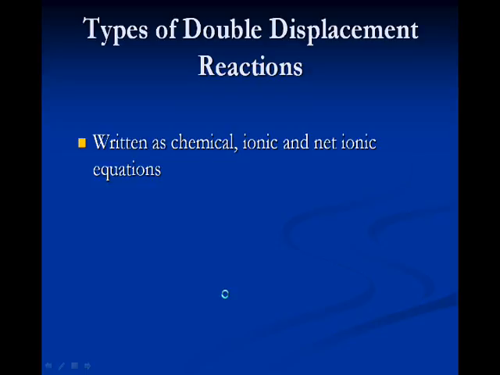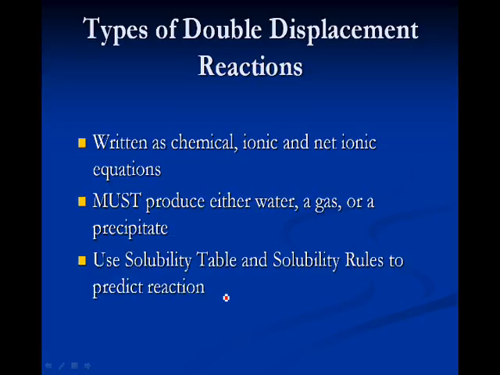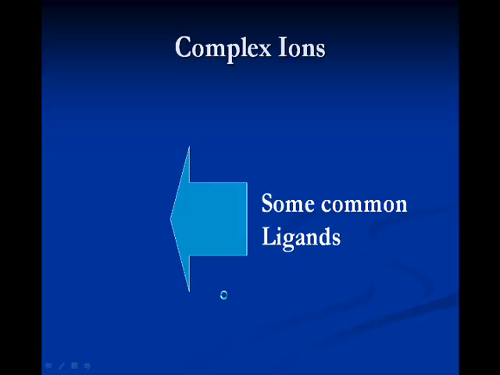You may see these written in a lot of different forms, but on question 4 of the AP test, you will have to write it in net ionic equation form, and they usually show you an example of that at the beginning of the test. So that's there as a reminder. It must produce either water, a gas, or a precipitate. Something has to drive the reaction forward. So use your solubility table, use solubility rules, use things like that to predict the reaction.